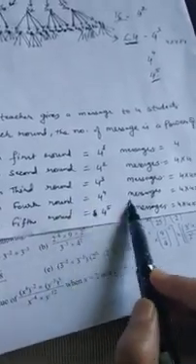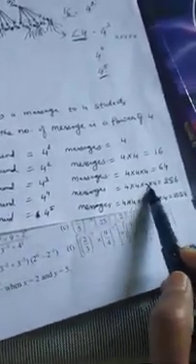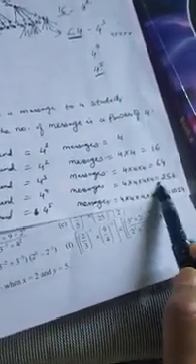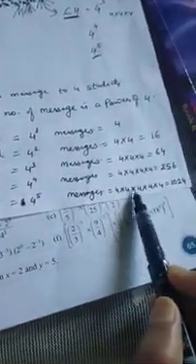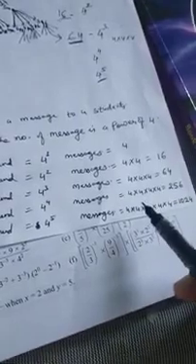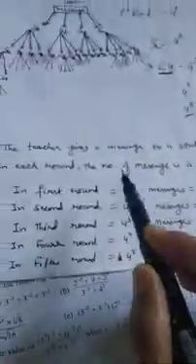In the fourth round, the messages will be 4 to the power 4, that is 256. If you multiply this, it will come to 256. And in the fifth round, 4 to the power 5, that is 4 into 4 into 4 into 4 into 4, is equal to 1024 messages, which is the number of students. How many students will get the message in the fifth round? 1024. Got it? This is the process.